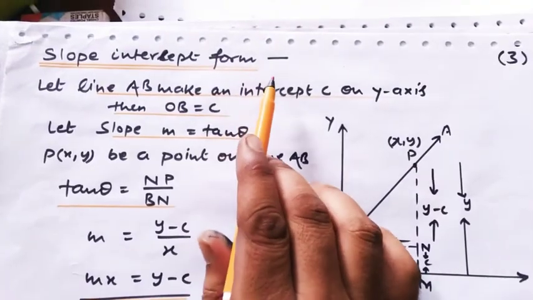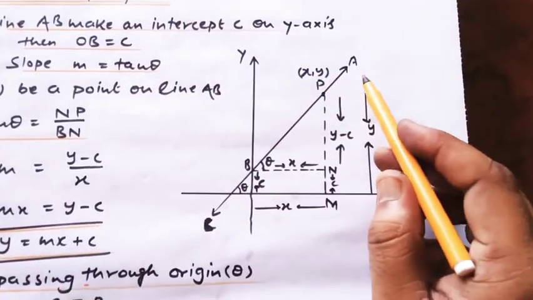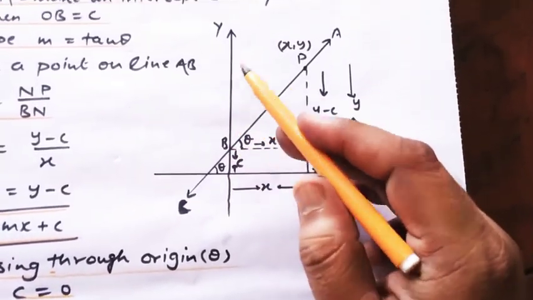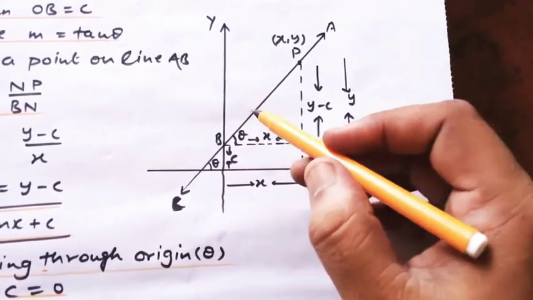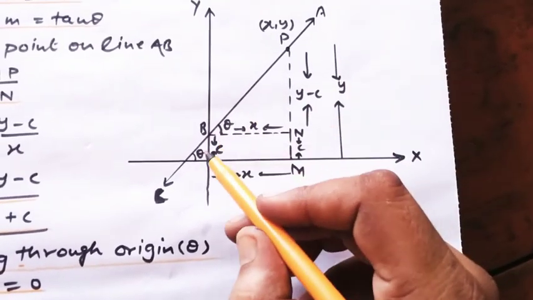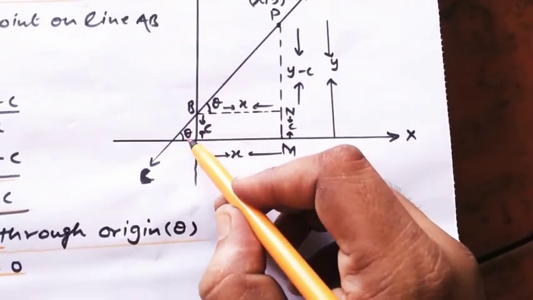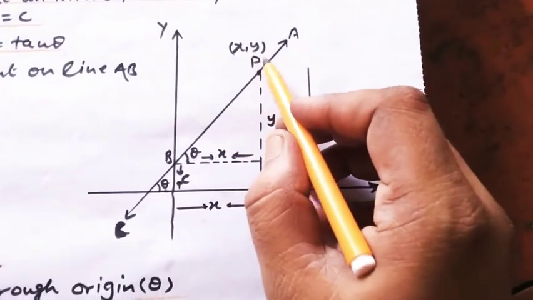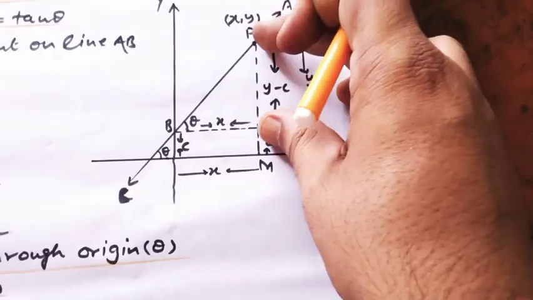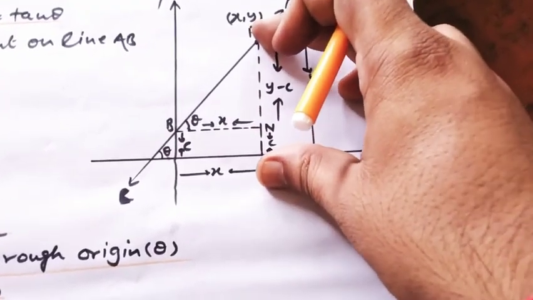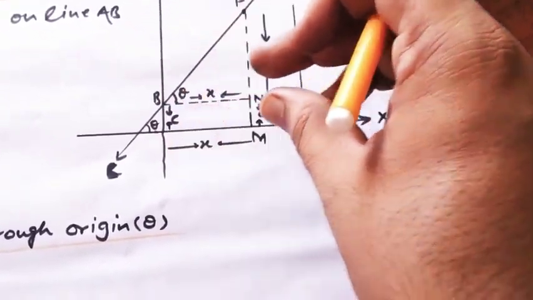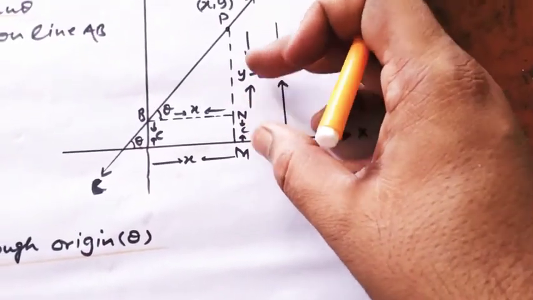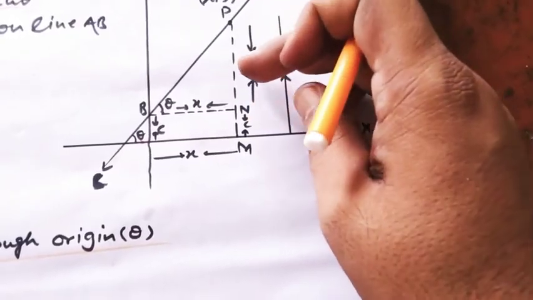Now slope intercept form of straight line. See in this figure. Suppose that a line AB passes through point C, which cuts an intercept from the y-axis at C. This line also makes an angle theta. In this figure, if the coordinate of P is x, y, then this is x and this is y. Because the intercept is C, that means NM is C. So y minus C is equal to PN. Means PN is equal to y minus C.